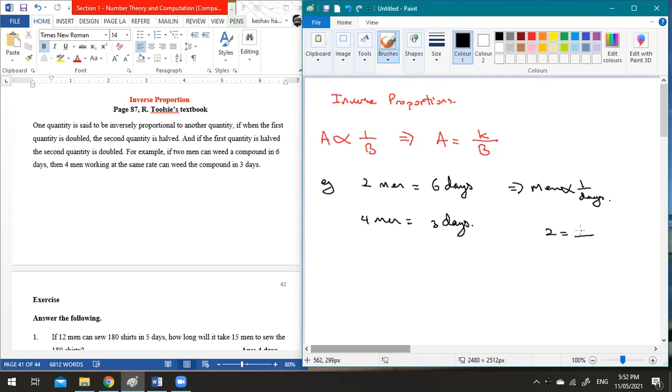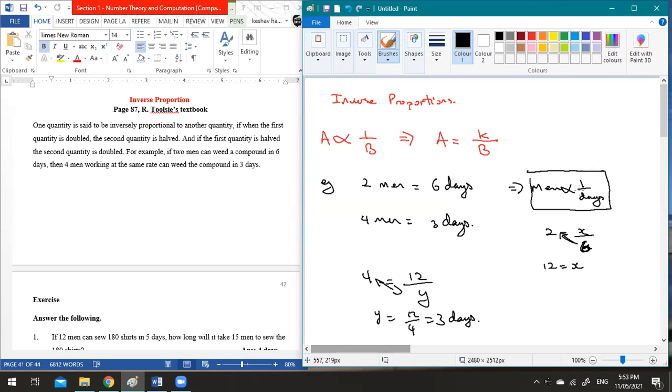So two men will be x over 6, right? Cross multiply, so 12 is equal to x. Now we could check it on this one as well. So we had 4 men, and we had 12 being the scale factor, and you wanted to get how long it will take. Cross simplify, and you get 12 over 4, which is 3 days. So the number of men is inversely proportional to the number of days, right?